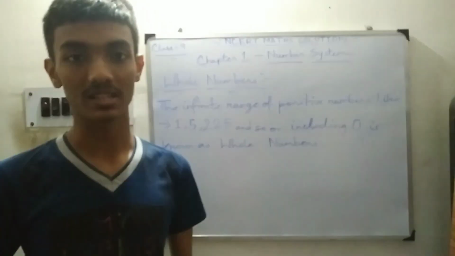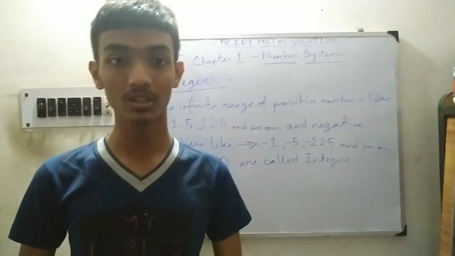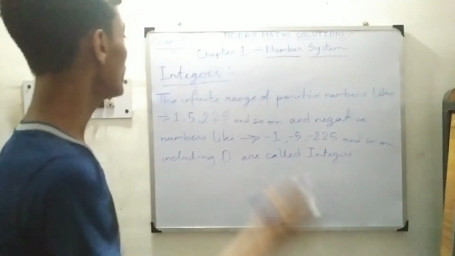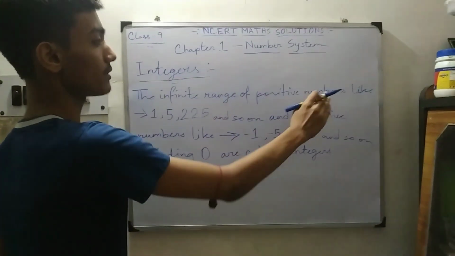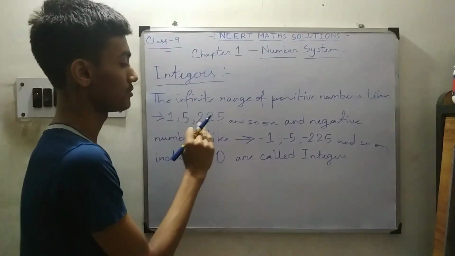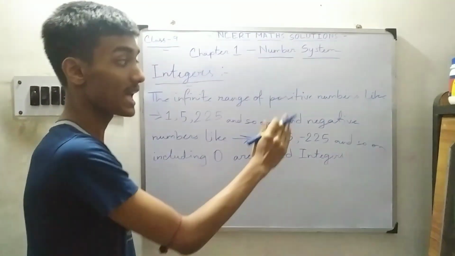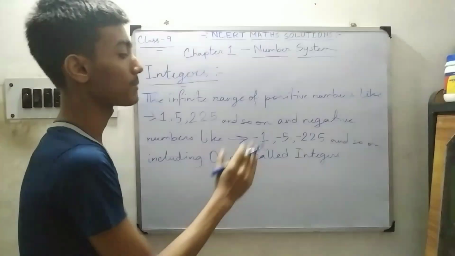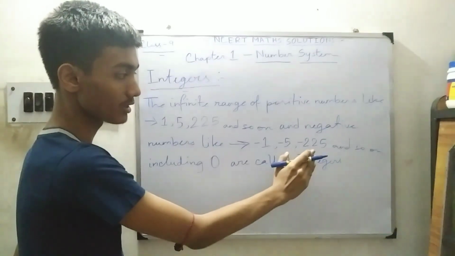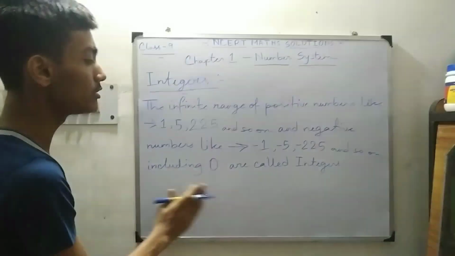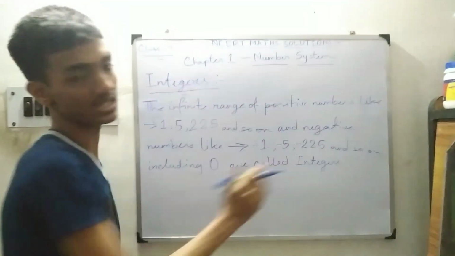Now let's see the definition of integers. The infinite range of positive numbers like 1, 5, 225 and so on, and negative numbers like -1, -5, -225 and so on, including 0, are called integers.